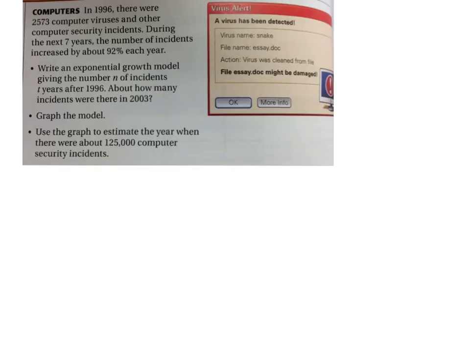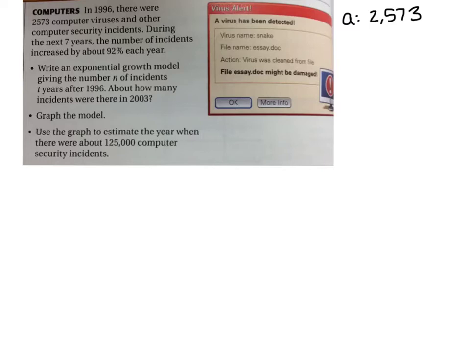Okay, in 1996, there were 2,573 computer viruses and other computer security incidents. During the next 7 years, the number of incidents increased by 92% each year. All right, so let's just take that problem and let's try to figure out what variables we have. Do I have my A, an initial amount? 2,573. Yes, 2,573. Okay.